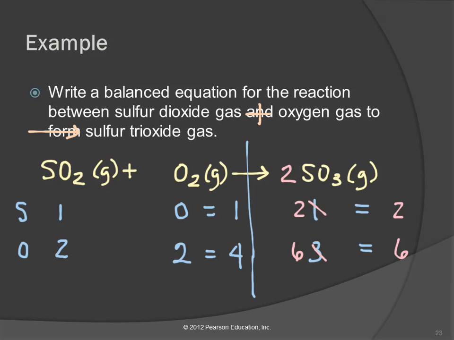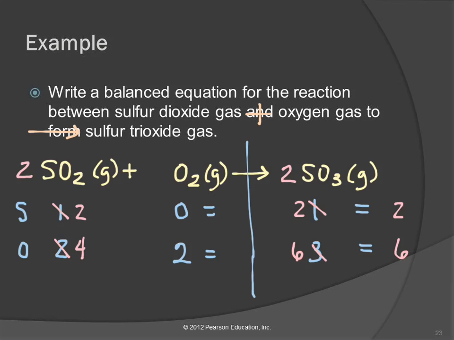So I need more sulfurs on the left side. The only thing I can do is put a number in front of SO2. There must be 2 of those. That changes the number of sulfurs to 2 and the number of oxygens to 4. It's like having 2 bicycles: you've got 2 frames and 4 wheels on 2 bicycles. SO2, the oxygens are the wheels.